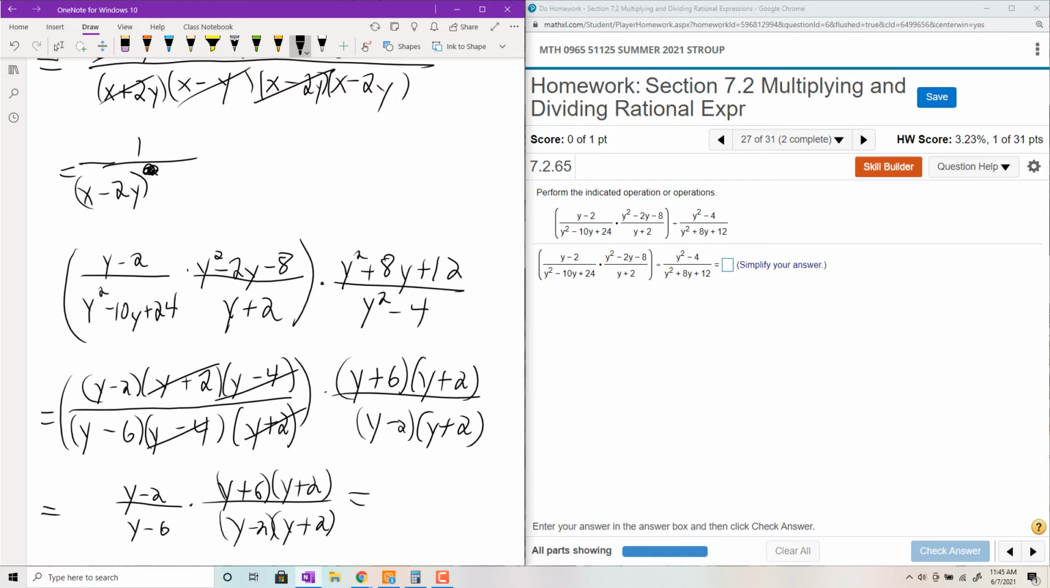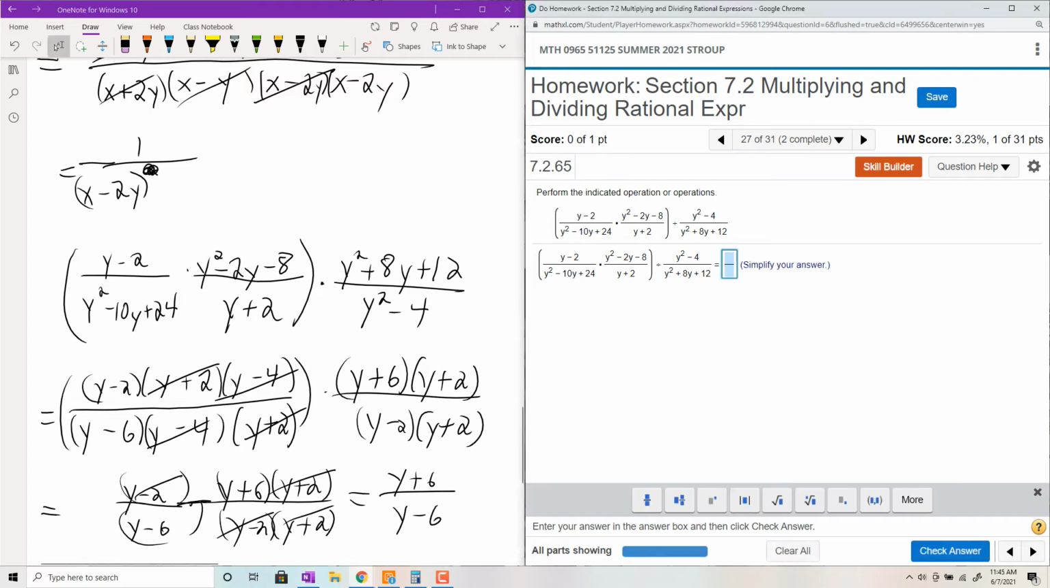You can write it all as one fraction, but there's no real need to. You can just do your simple cancellation. Y minus 2's are gone, the y plus 2's are gone, and let's just have y plus 6 over y minus 6. So, I mean, they look like they're scary, but they're usually pretty easy, and it just comes down to can you keep yourself from making any mini mistakes.